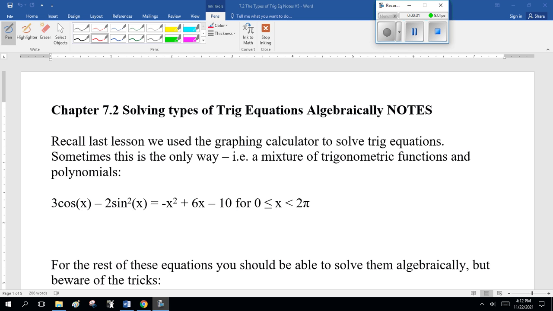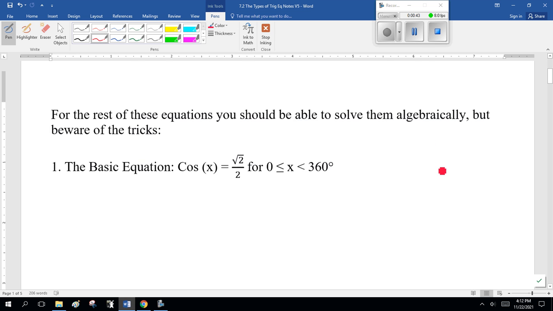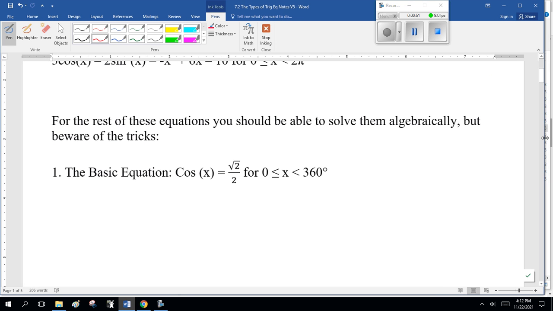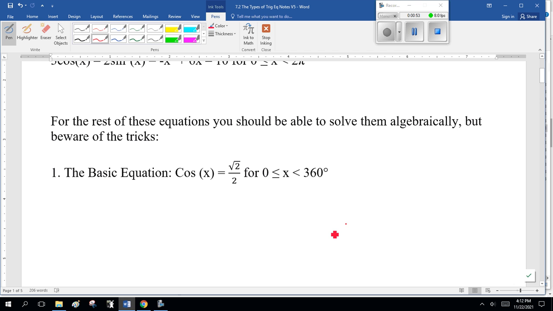I'm not going to. What I want you to be able to do, though, is to look at this. For the rest of these equations, you should be able to solve for them algebraically, but you have to be aware of tricks. So let's try this again.